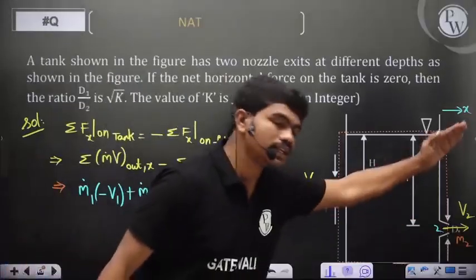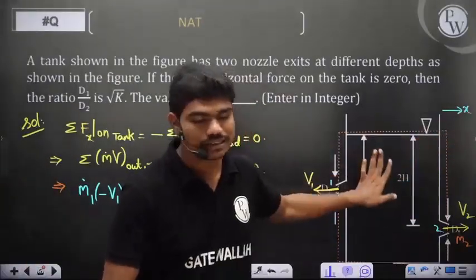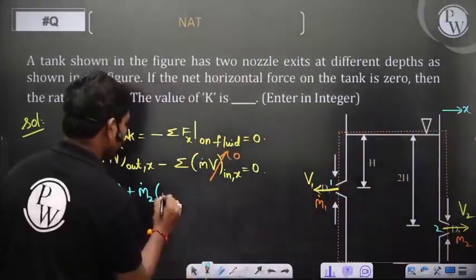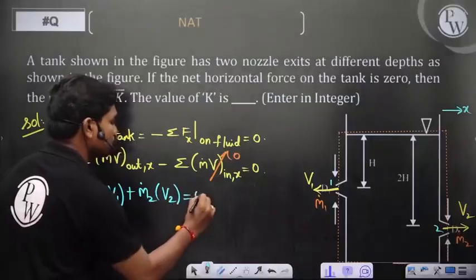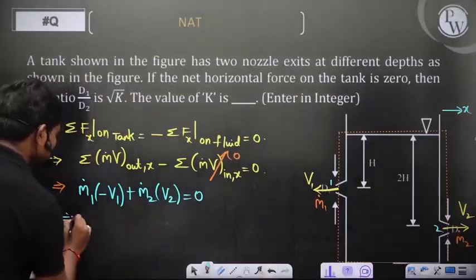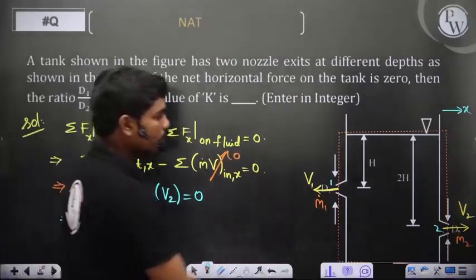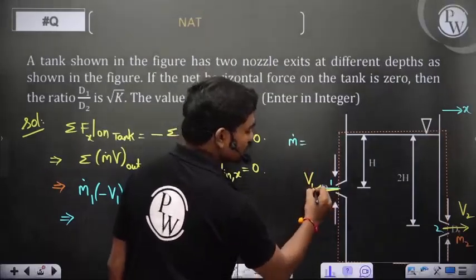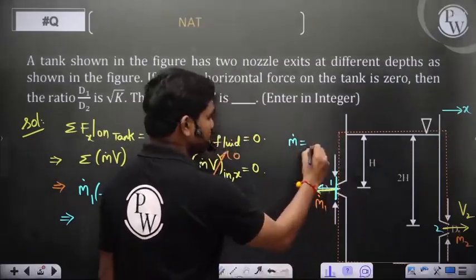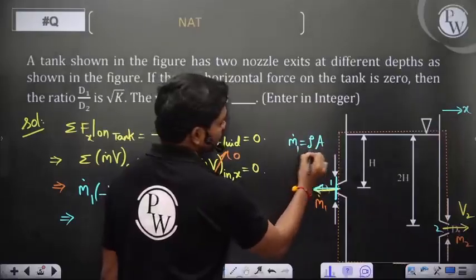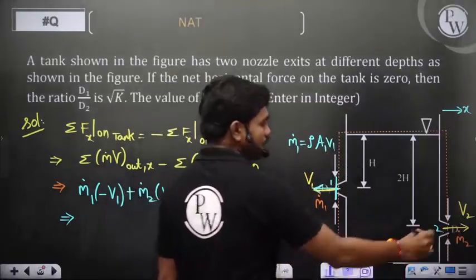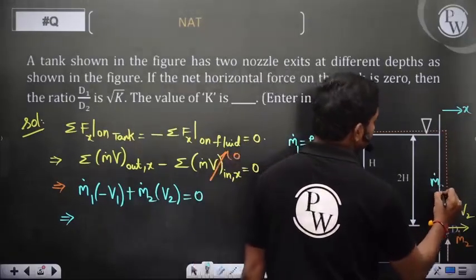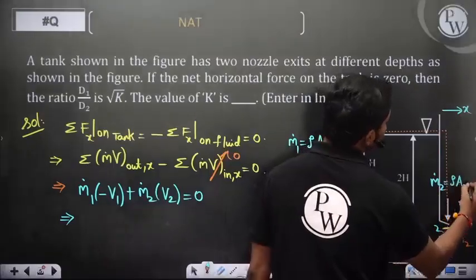Now v2 is actually in the positive direction. Since the tank is stationary, the relative velocity is also positive. So m dot 2 v2 is equal to 0 of course. So this implies, what is m dot 1? Suppose the diameter d1 was given here. Since the velocity is exactly perpendicular to the area of cross section, you can use m dot 1 is rho a1 v1, and here m dot 2 is rho a2 v2.